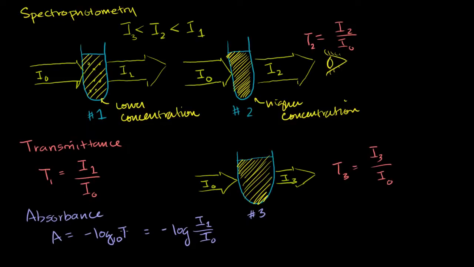So if transmittance is a large number, absorbance is a small number, which makes sense. If you're transmitting a lot of light, the absorbance number is going to be very small, which means you're not absorbing that much. If transmittance is a low number, that means you're absorbing a lot. And so this will actually be a large number, and that's what the negative log gives us.